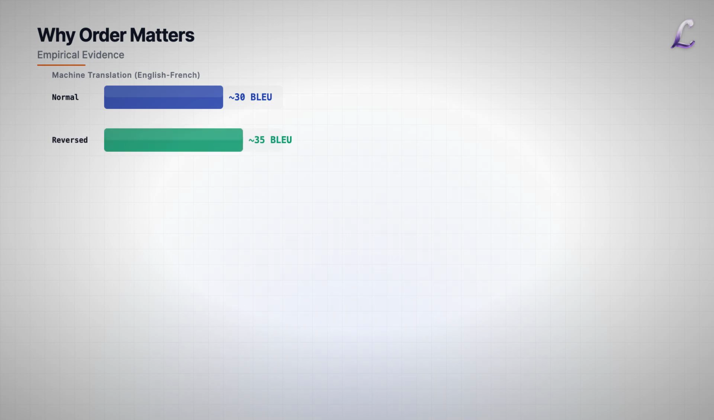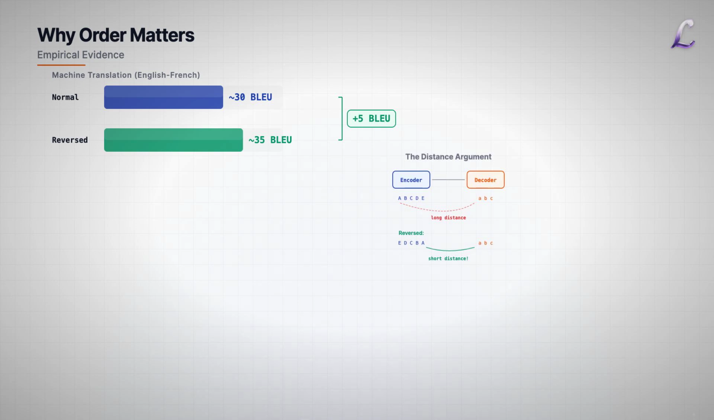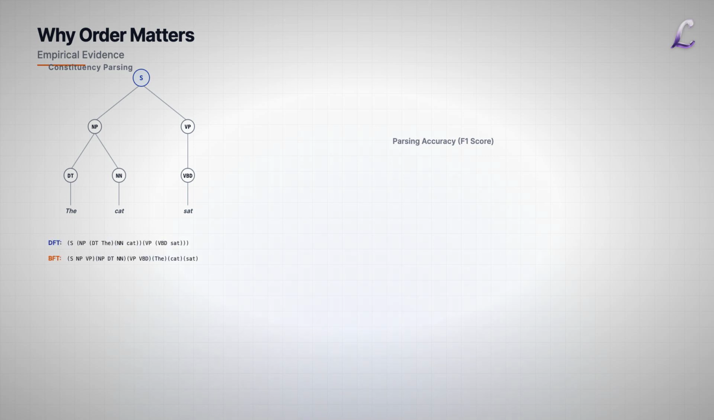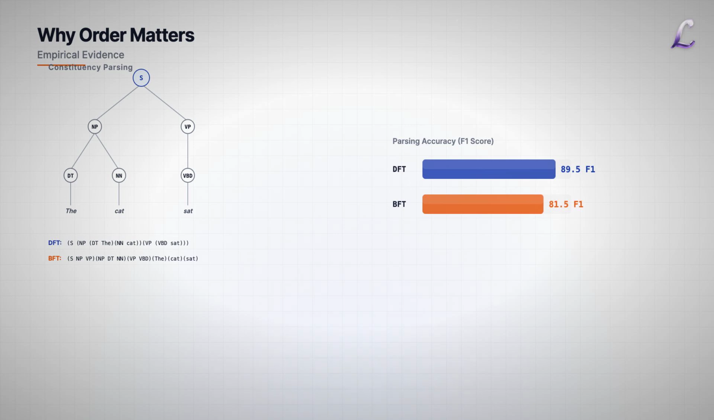In English to French machine translation, simply reversing the input sequence, feeding the sentence backwards into the encoder, improves the BLEU score by 5 points. Same training data, same model architecture, same number of parameters. The only change is the order of the input tokens. Why does this work? The authors argue it's about distance in the computation graph. When you reverse the input, the first few words of the source sentence are now closest to the decoder, reducing the path length for the most important early predictions.